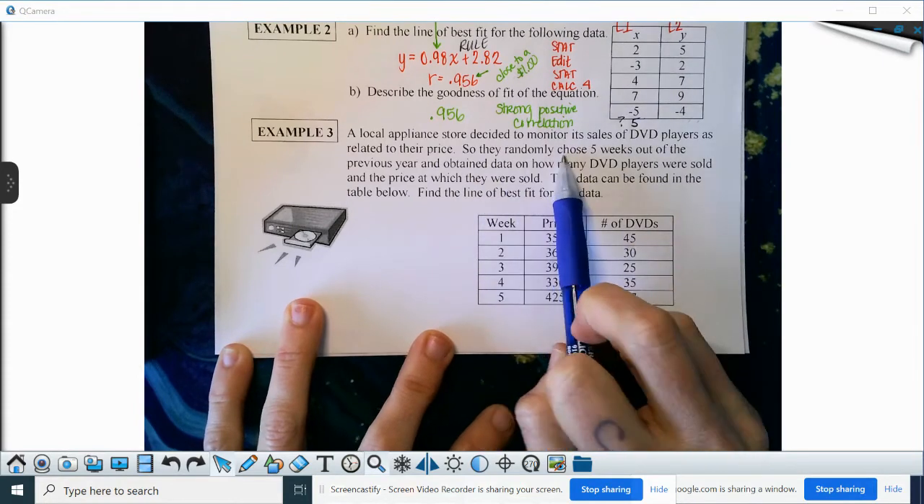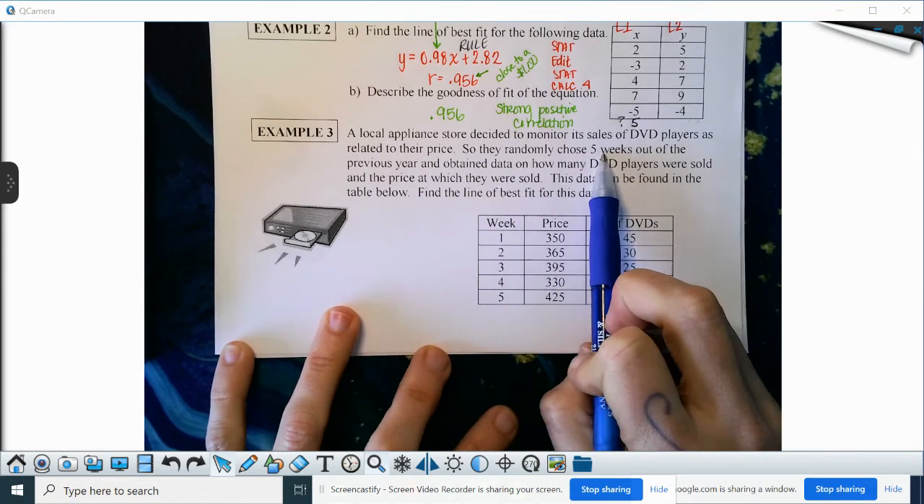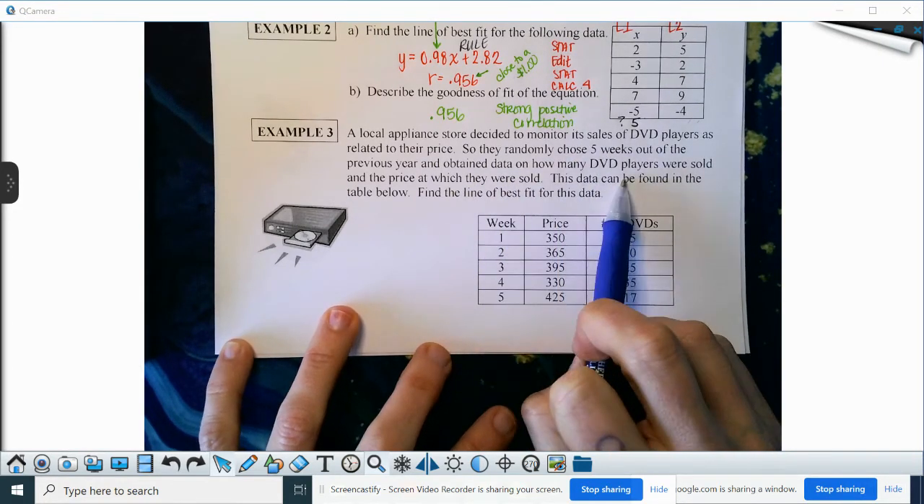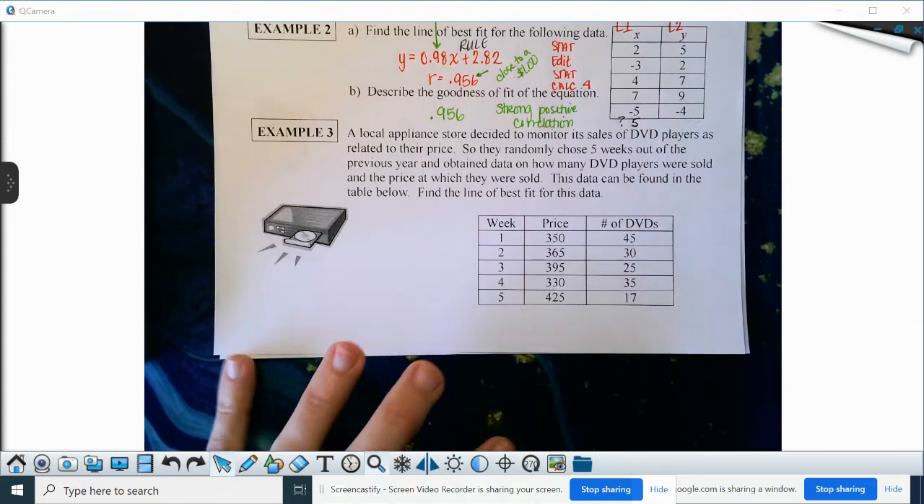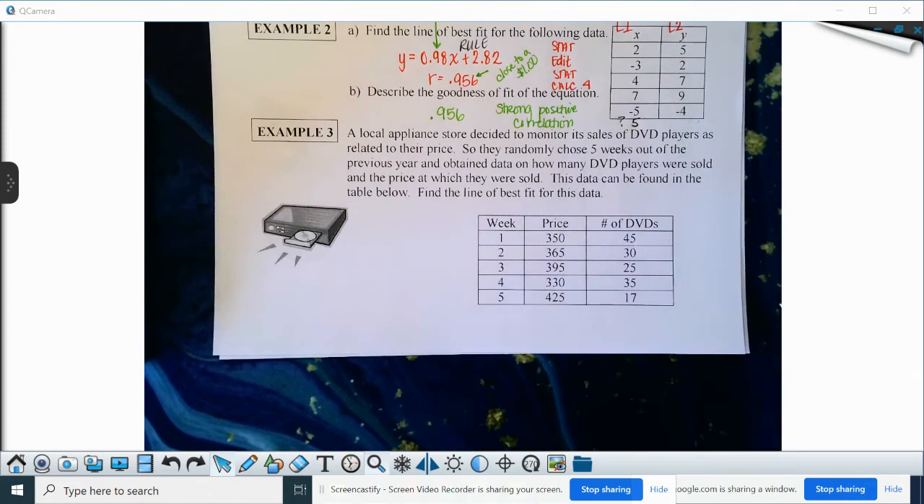They randomly chose 5 weeks out of a previous year and obtained data on how many DVD players were sold and the price at which they were sold. This data can be found in the table below. Find the line of best fit.